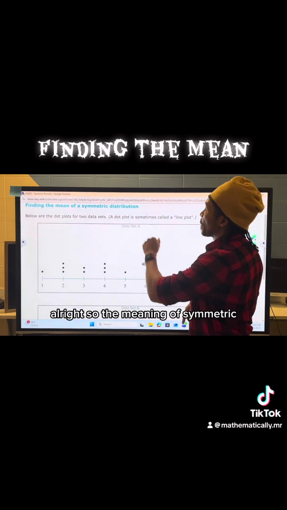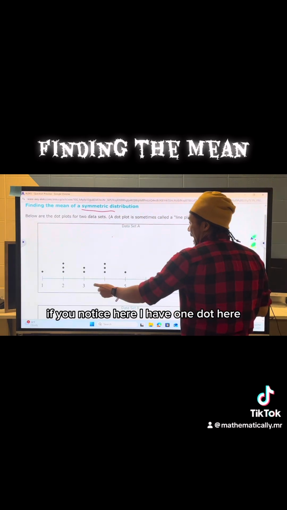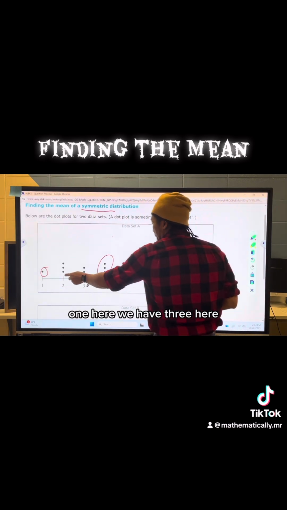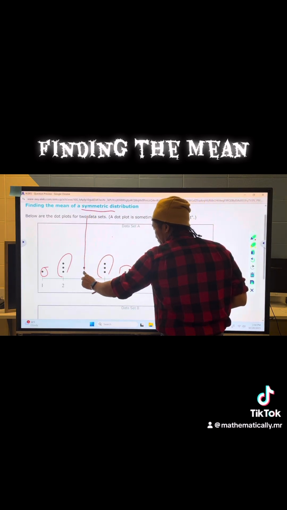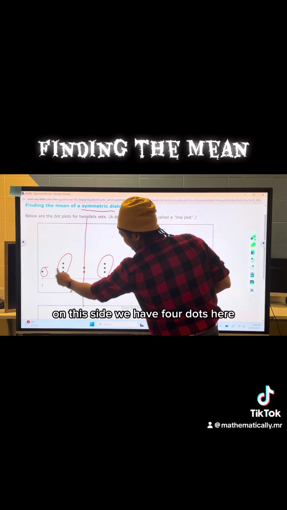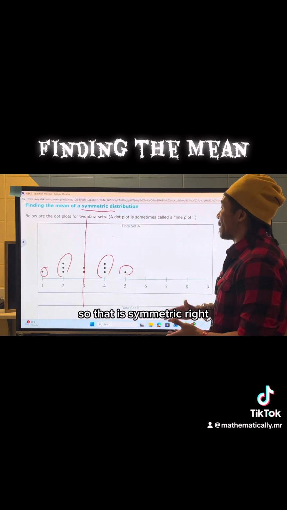All right, so the mean of a symmetric distribution. Symmetric means it's equal on both sides. If you notice here, I have one dot here, one here. We have three here, and two in the middle. So if I split this down the middle, you see it would be symmetric. Exactly the same on this side. We have four dots here, and two in the middle. So that is symmetric.